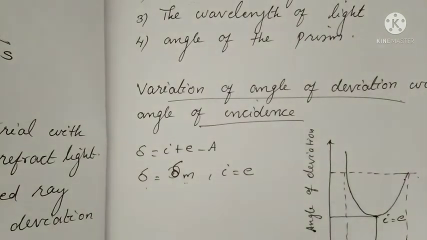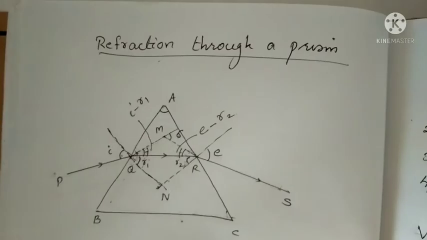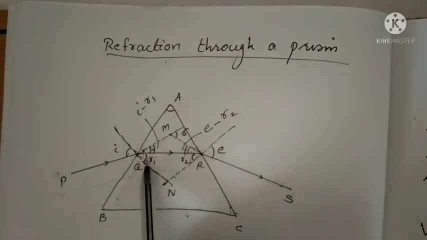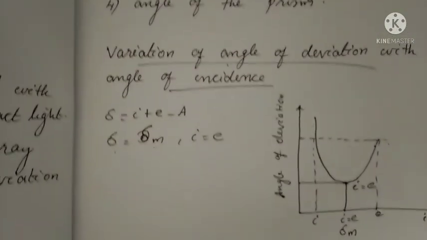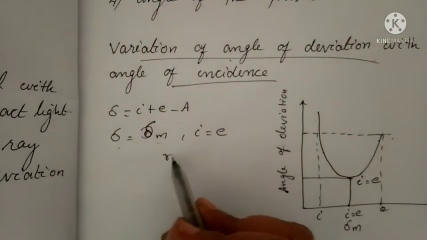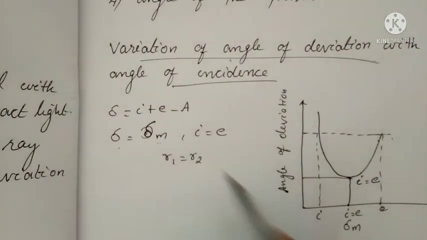That is the refracted angle. So here R1 is equal to R2. When I equal to E, then R1 is equal to R2. So we can write here R1 equal to R2.